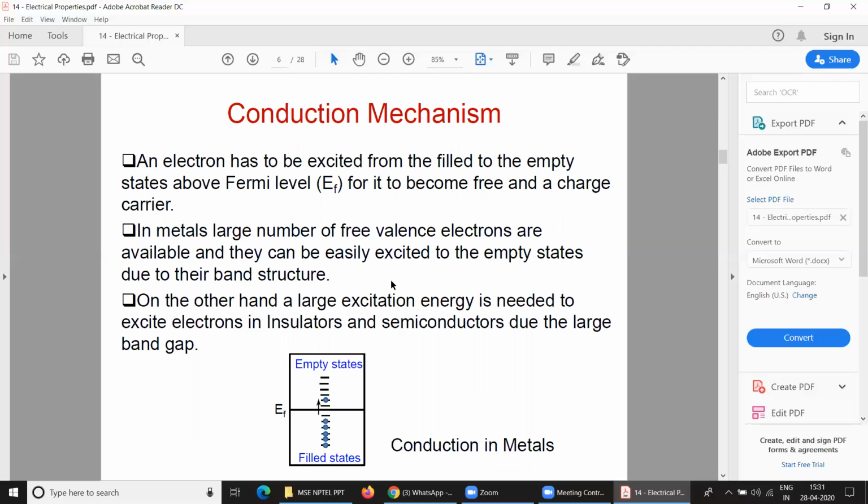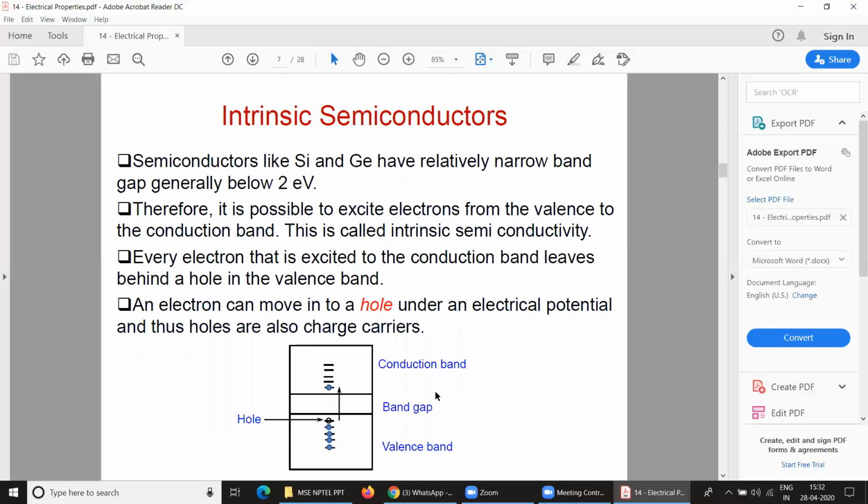In metals, a large number of free valence electrons are available and they can be easily excited to the empty states due to their band structure. On the other hand, large excitation energy is needed to excite the electrons in insulators and semiconductors due to the large band gap. The conduction in metals is shown here. And the Fermi line, as I have already discussed, is also shown here.